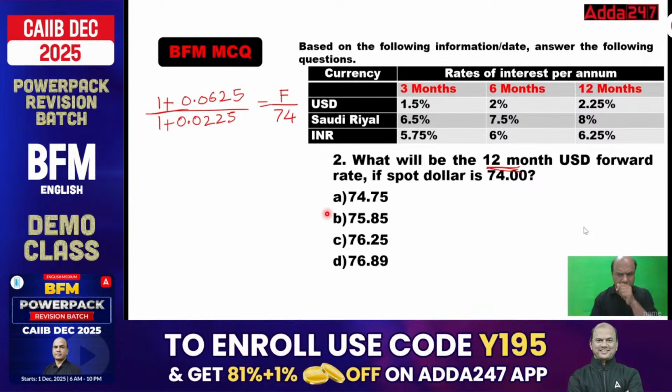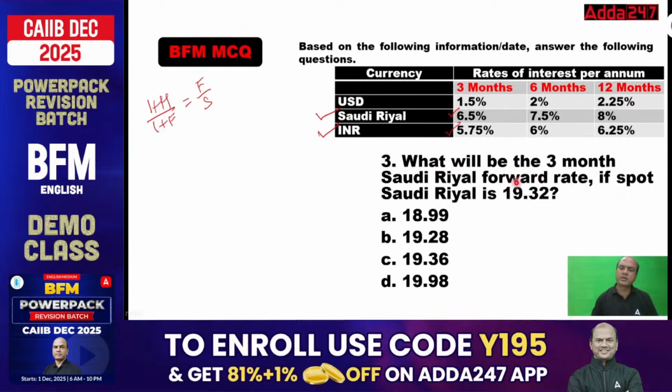So what is the answer? Fast, fast, fast. Be attentive in the classes. Answer all the questions. Paper will be very easy. Are you getting it? 76.89, D. Correct? All of you got it? 76.89. See, the formula is very simple. Next one.